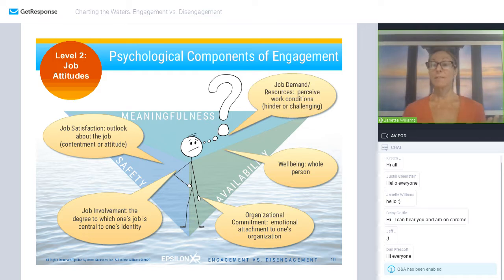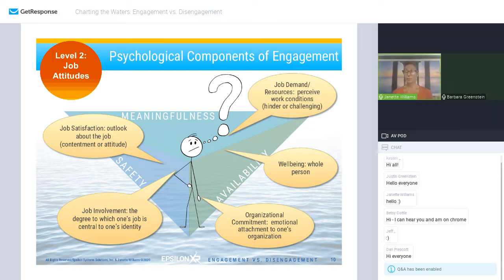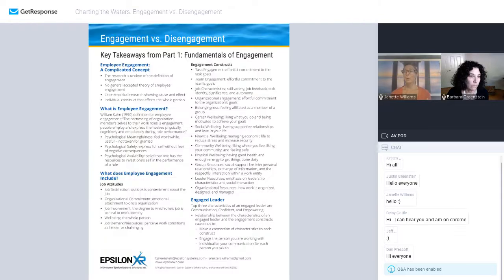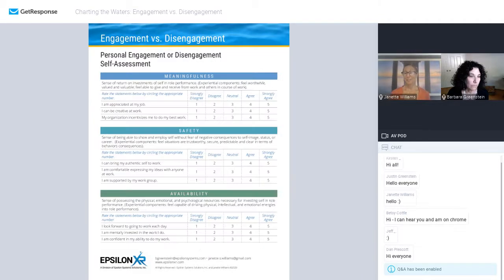So in level 1, we have the psychological components. Level 2, we have the job attitudes. What we want to do is use these mechanisms, these job attitudes, as a great means by which we can engage people at that individual level. So what we're going to do now is Barb is going to take us through a process to look at these different job attitudes and come up with some creative ways the collective group can learn more about them and how we can work better together.